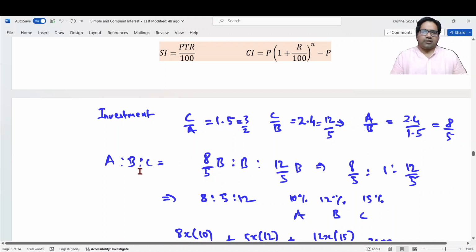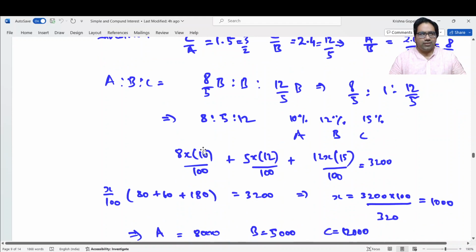A, B, and C, we have to express in one common form so that it becomes easy for us. A is to C is given, B is to C is given, then A is to B is to C we should be able to calculate. Then we assumed the total amount as x because we know the ratio. We don't know what the total amount is. So the total amount could be 80, 50, 120 or 800, 500, 1200 or 8,000, 5,000, 12,000.